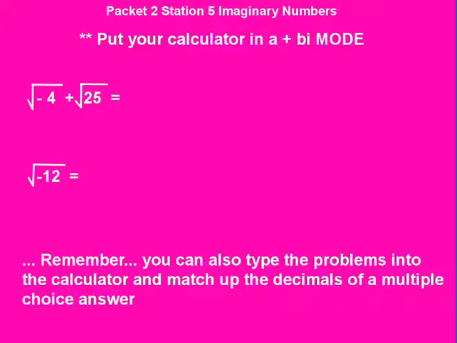For me, I leave my calculator. I know the square root of -4 is 2i. That should be a -25 there. The square root of -25 is 5i. So I get 7i.